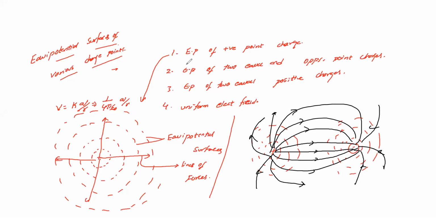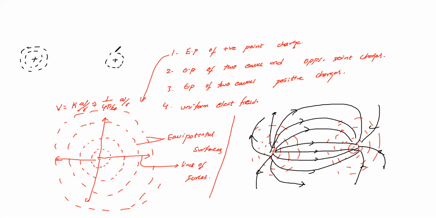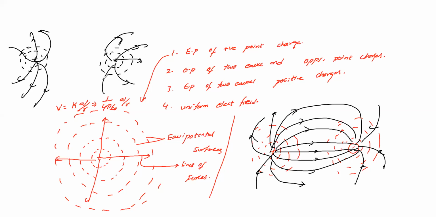Similarly, the third one is two positive charges. Both are positive, so what will happen? The field lines will repel each other. One is positive and the other is positive, and each will have some equipotential surfaces around it. Because of that, it will try to repel. The field directions will be away from the charges, it won't attract, and the field will travel in this direction. So this is your third point.